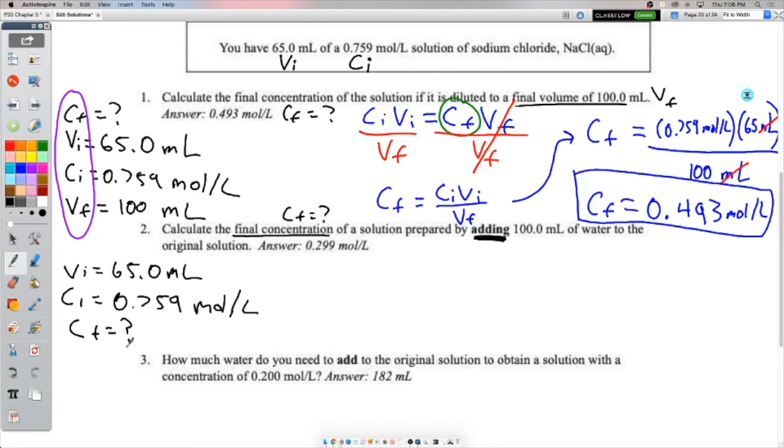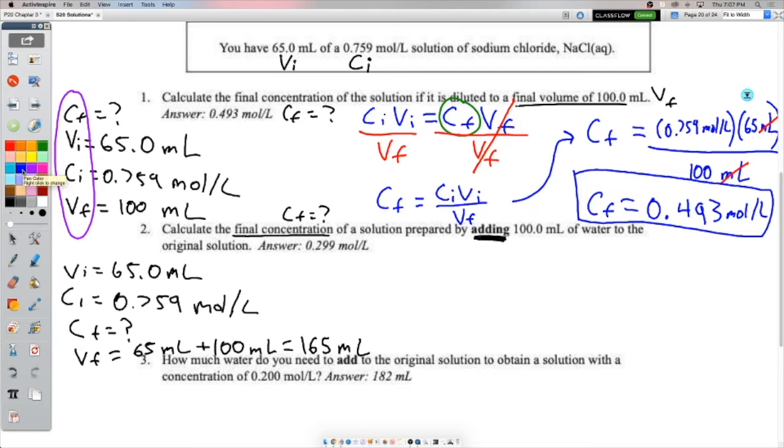And here's the thing. What is VF? Is it 100 milliliters? No is the answer. It is not 100 milliliters. That is not going to be the final volume because we're adding 100 milliliters, and there were already 65 milliliters there. So we're going to take those original 65 milliliters and add 100 to it. That means in the end, we're going to have 165 milliliters. So that is VF, not 100. Be careful, it's tricky, but it makes sense once you notice it.